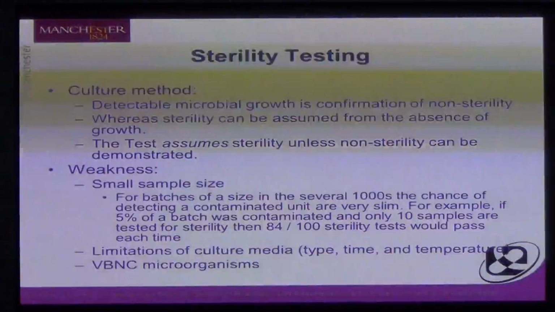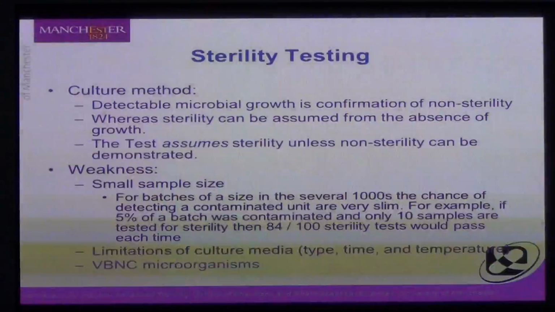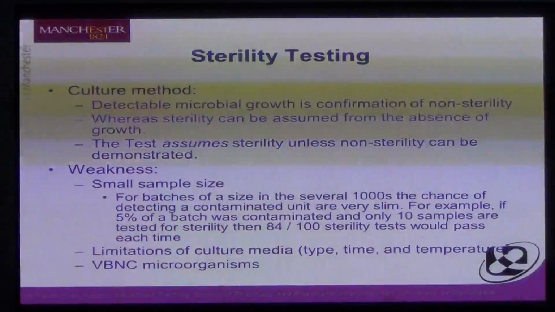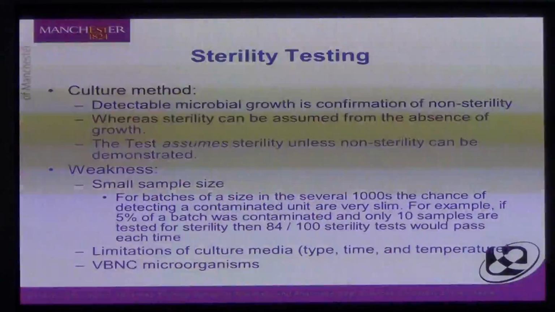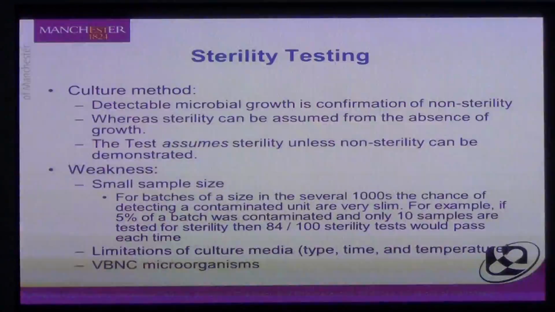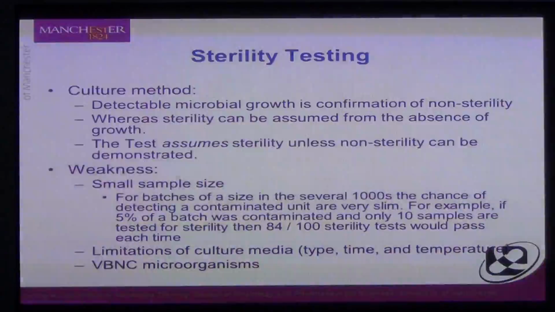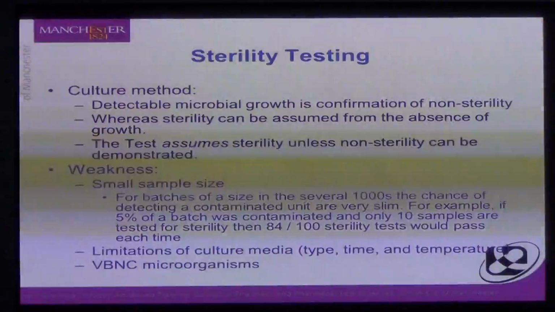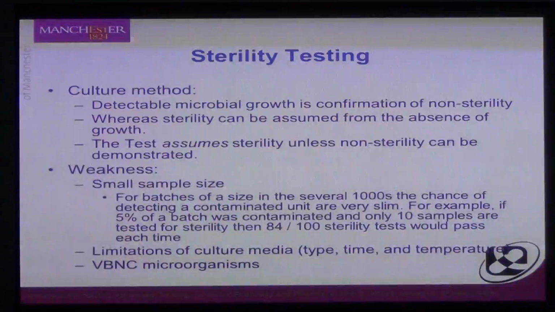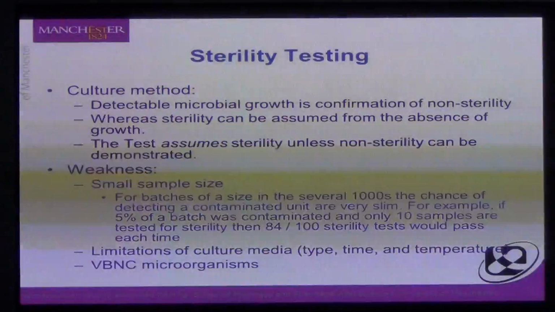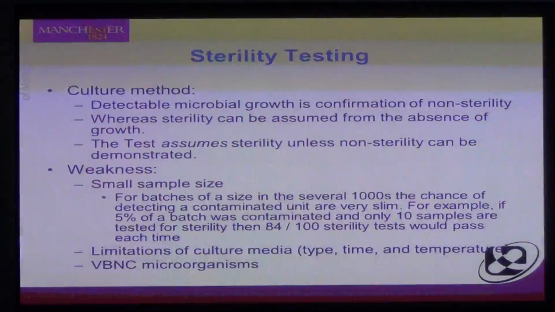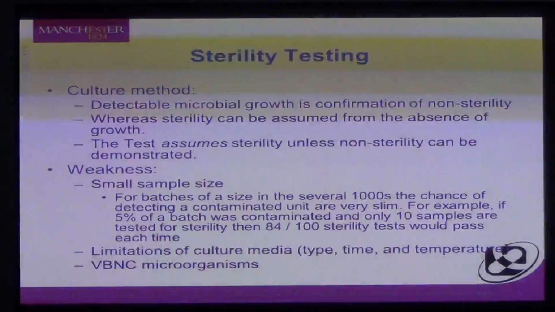It's a weak method, because it only tests a very small sample size. So if you fill 10,000 vials, your chance of detecting contamination is very slim, because the Pharmacopoeia recommends that you only test 20 items. For example, if 5% of your batch is contaminated and you only test 10 samples for sterility and you do 100 sterility tests, 84 of those sterility tests will pass. So it's a very, very poor method of detection.